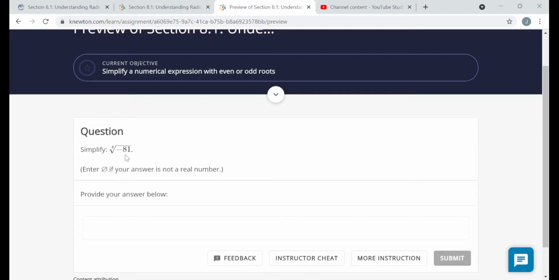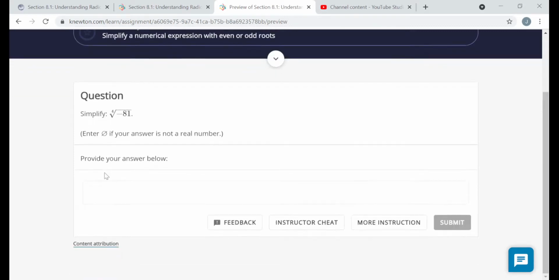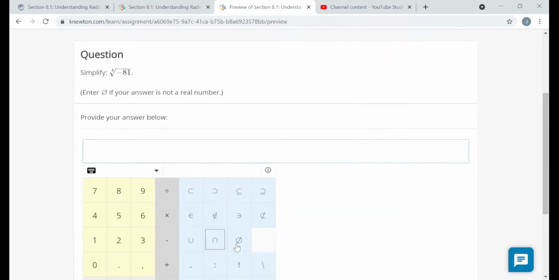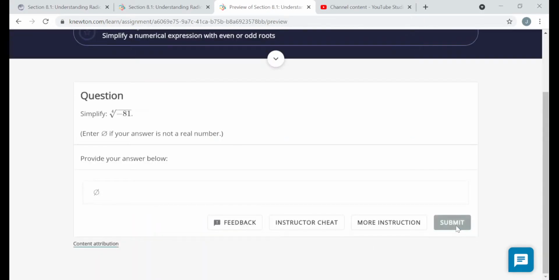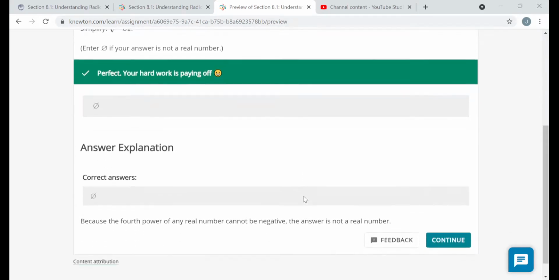Remember, the even root of a negative radicand, a negative number, is not real. There is no positive number, there's no number on the real number line that you could raise to the fourth power and get a negative 81, because any real number to a fourth power will be non-negative. So they're asking you here to enter the empty set symbol if the answer is not real, and that's what I'm going to do. Here it is. This number is not real. Even roots of negative numbers are not real, and they will explain that to you.